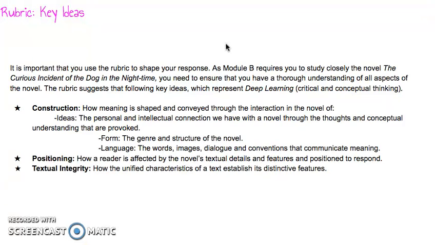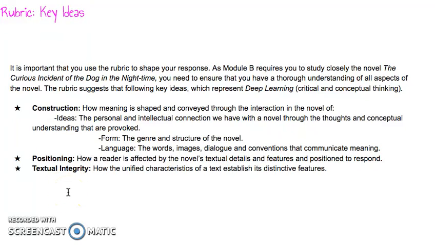As Module B requires you to study closely the novel of The Curious Incident, you need to ensure that you have a thorough understanding of all aspects of the novel. That means you need to know this text inside and out, essentially. The rubric suggests the following key ideas which represent deep learning, and that's a fancy word that us teachers use for both critical and conceptual thinking. Now you'll see that these 2 words are reappearing, and that is because they're really important. And as I said, it's these 2 things that are going to really distinguish an A paper from a C paper. It's your ability to think conceptually, and it's your ability to then compare this text to the real world.